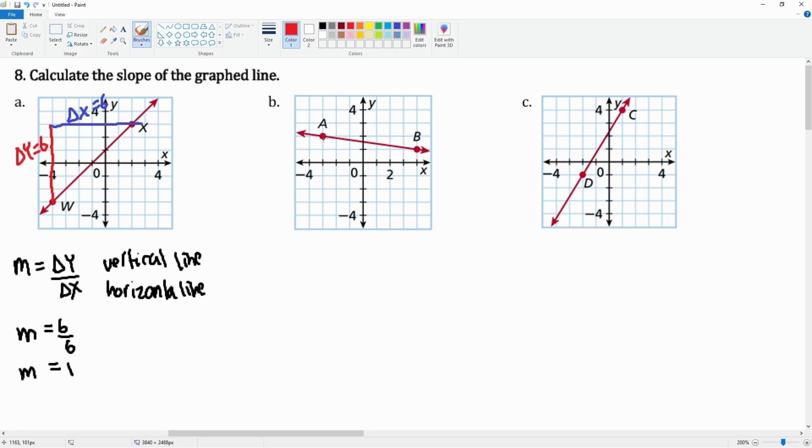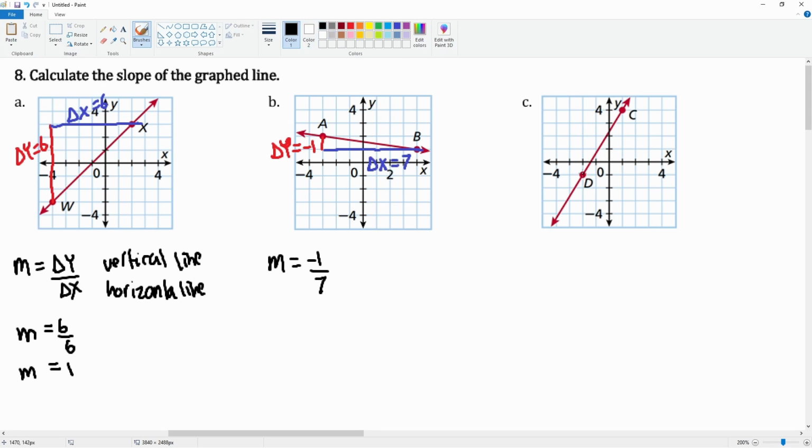Okay, next, let's take a look. Your delta y here looks like it's going down 1, so it's -1. Your delta x is 1, 2, 3, 4, 5, 6, 7. Delta x is 7. So here we write m is equal to delta y, which is -1, over your delta x, which is 7.